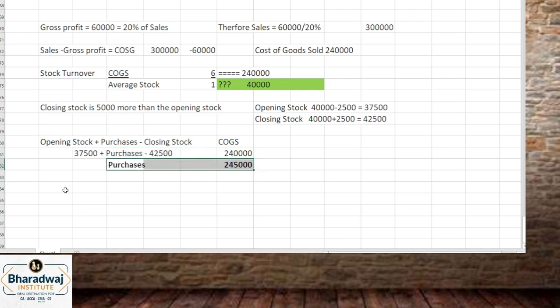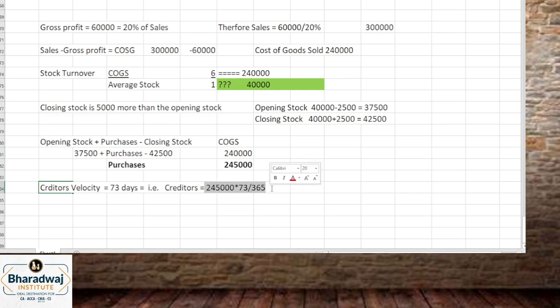Using the purchases, what do we do? Creditors velocity is given, expressed in days. How many days? 73 days. Bills payable is not given, so we can take creditors directly. 2,45,000 into 73 by 365. Since it is expressed in days, we work out 73 days. We collect the money from creditors now. 49,000 is creditors.